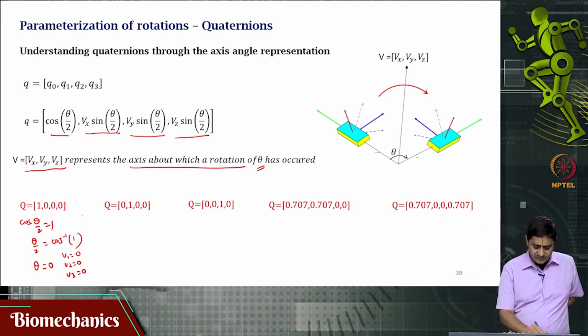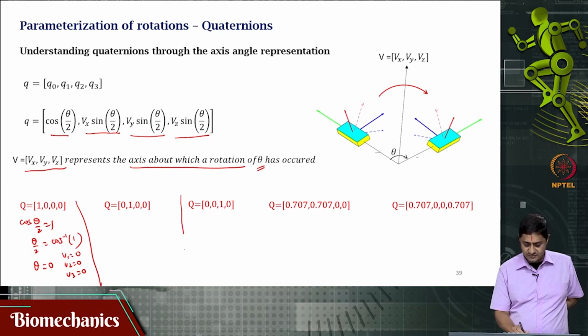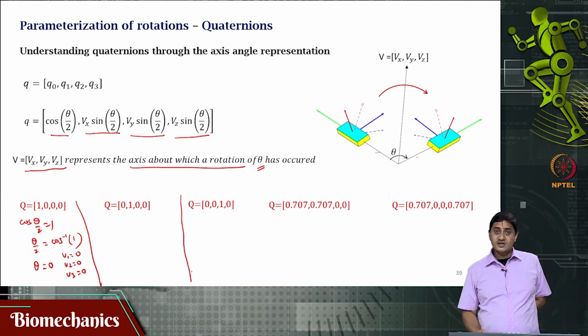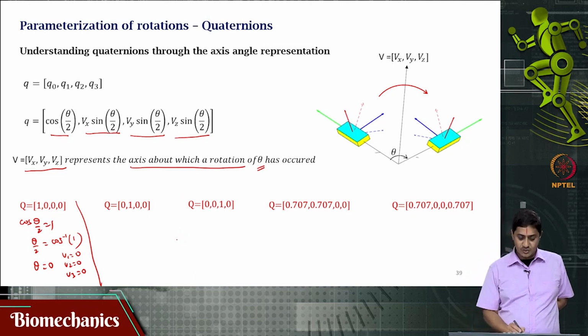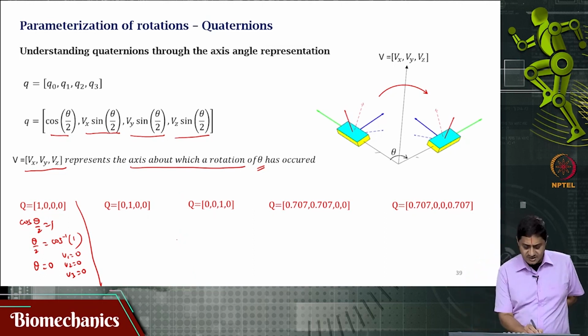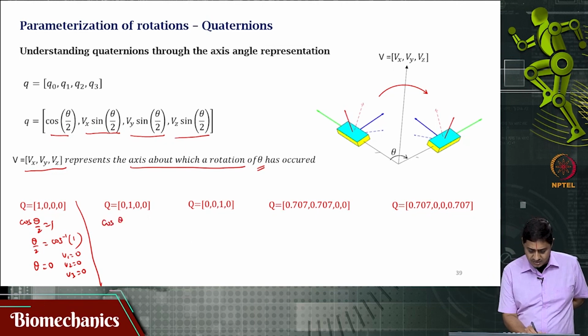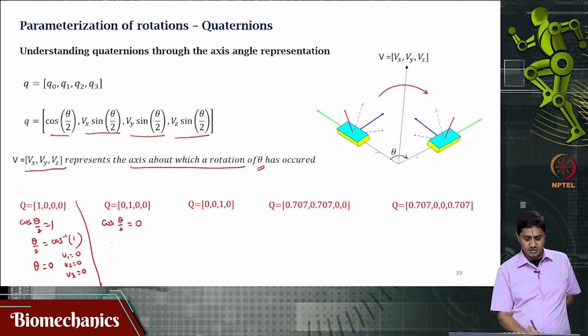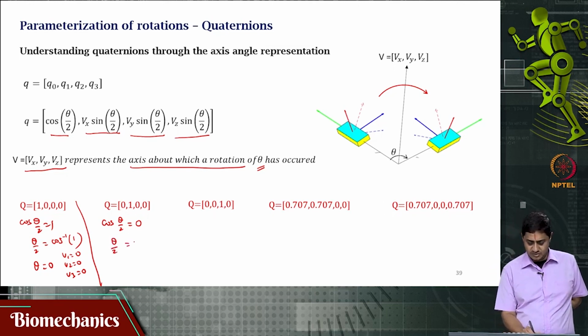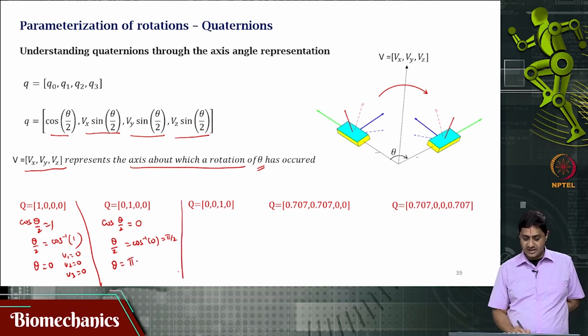Now, let us look at the second one, 0, 1, 0, 0. What does that say? Cos theta by 2 is 0. Now, that means theta by 2 is cos inverse of 0. What is that? That is pi by 2, or theta is pi. It is a rotation of 180 degrees.